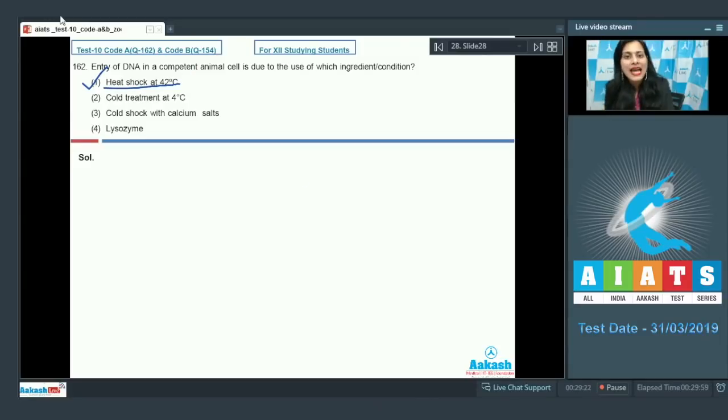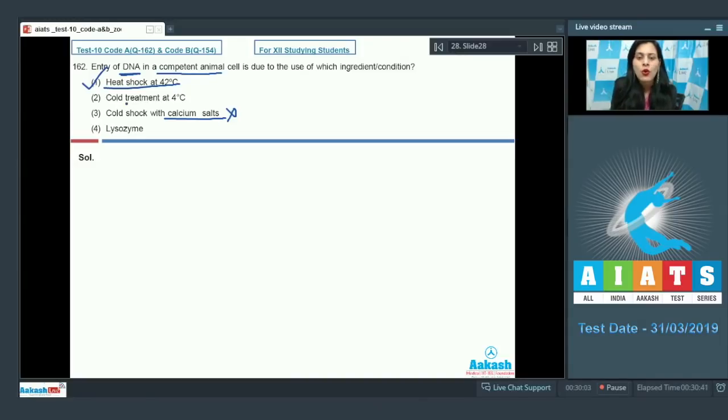Celsius, because cells can be made competent by treating them with ice cold calcium salts. So this cannot be a correct answer because this step will lead to the formation of competent cells, and these competent cells are allowed to take up foreign DNA by which step? By heat shock at 42 degrees Celsius, which will form transient pores in the lipid membrane and allow the entry of foreign DNA into the host cell.